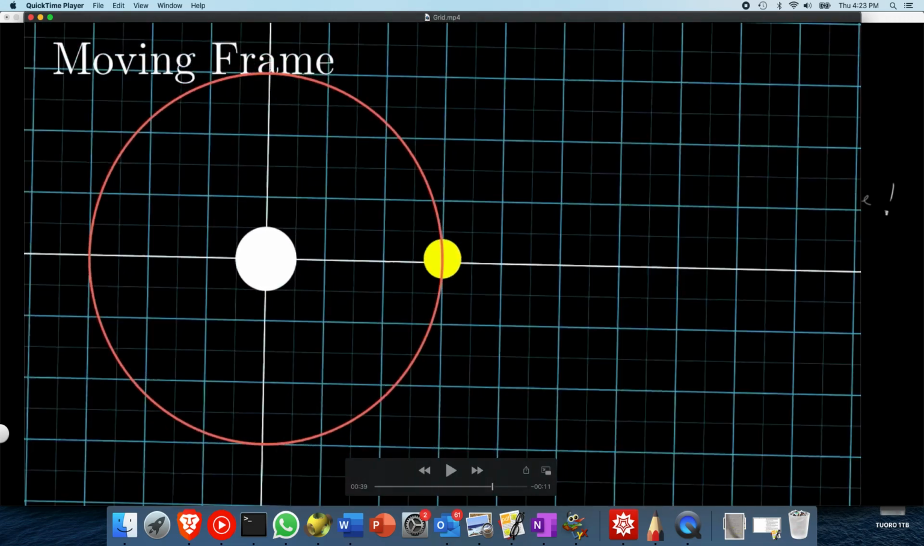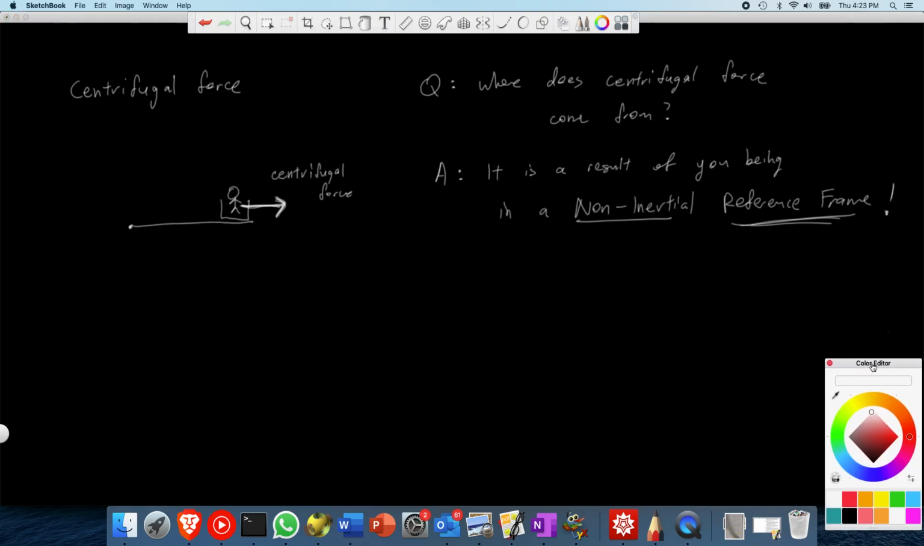So this is the whole concept of reference frame. It's all about perspective. So the reference frame is a fancy word for what perspective you're looking at the world from.